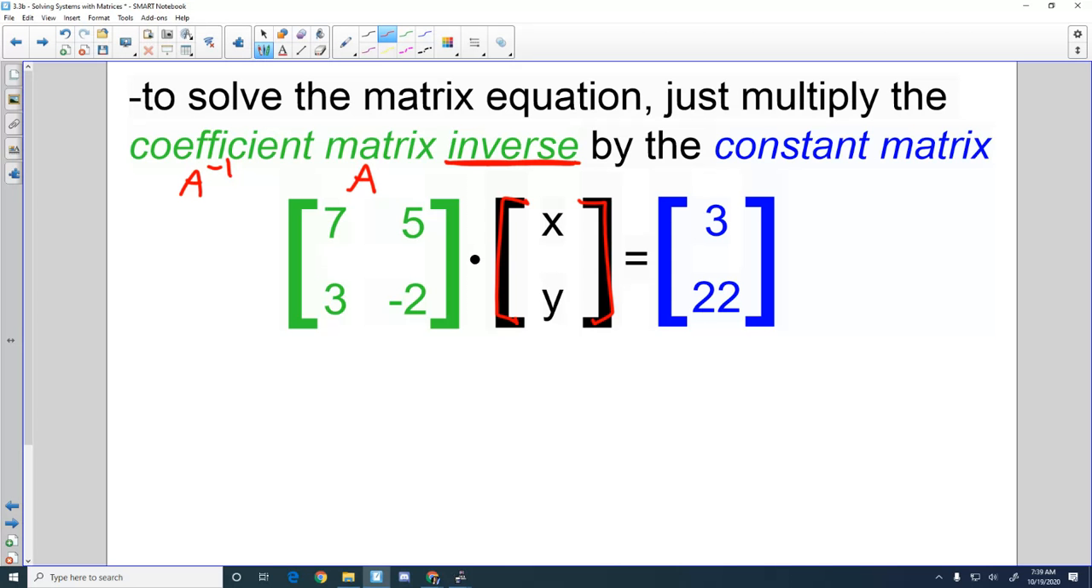So let's go ahead and practice a skill from last week. I want all of you to calculate A inverse right now for me. Write down the inverse of the coefficient matrix. Let's see if you remember that skill from Thursday. Hopefully you practiced it over the weekend on your homework assignment.